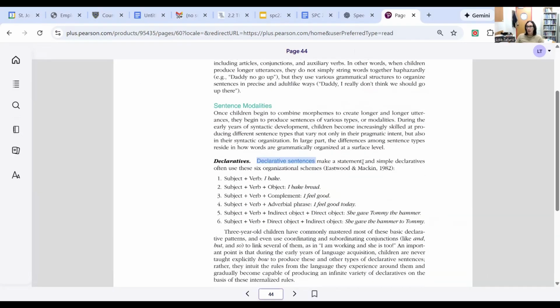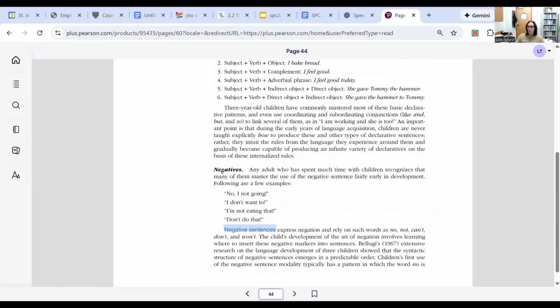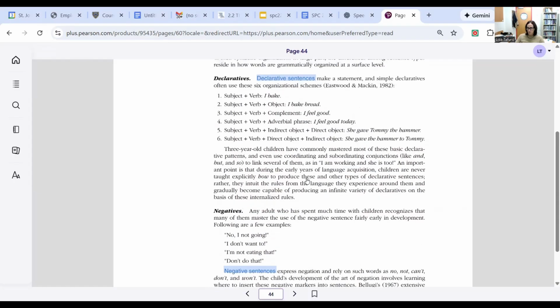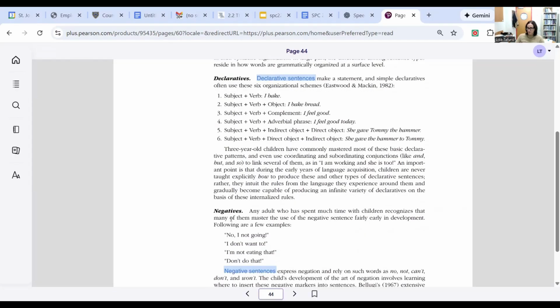So sentence modes are another way that children can show their burgeoning syntactic knowledge, okay? So for example, most preschoolers are going to use a whole lot of declarative sentences, statements in essence, right? Subject, verb, object, right? Subject, verb, then adverb phrase. But what we also know is that when they start to produce negative sentence modes, right? So the modality changes from a declarative or a statement to a negative sentence.